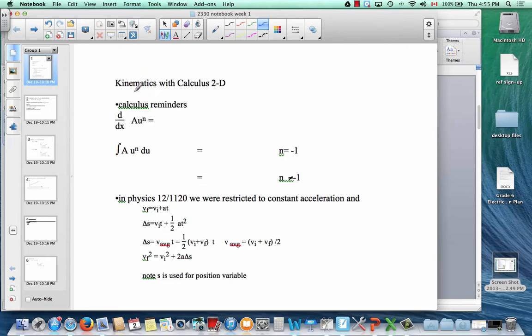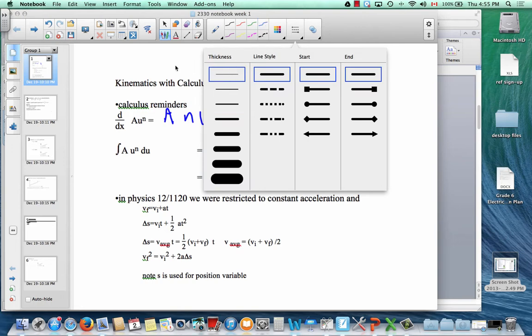All right, so we're going to study kinematics again, but now we're going to do it with calculus and do some more complicated problems. So let's be reminded, first of all, of the power laws for differentiation and integration. When we differentiate, the constant gets pulled out, you bring the exponent down, you reduce the exponent by 1, but then you remember the chain rule, you have to multiply by the derivative of the argument.